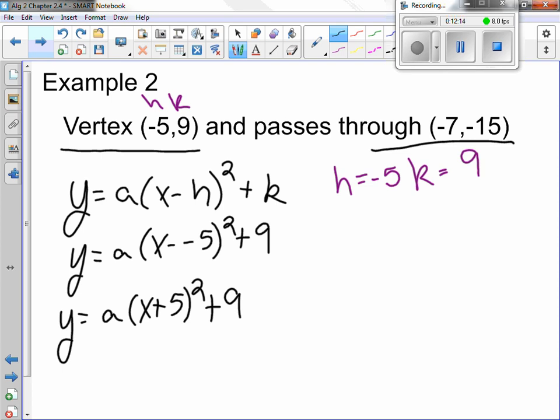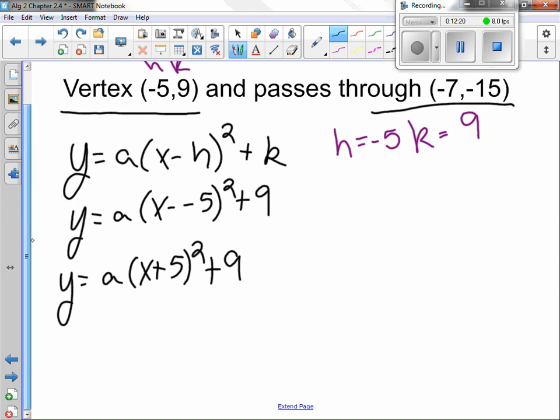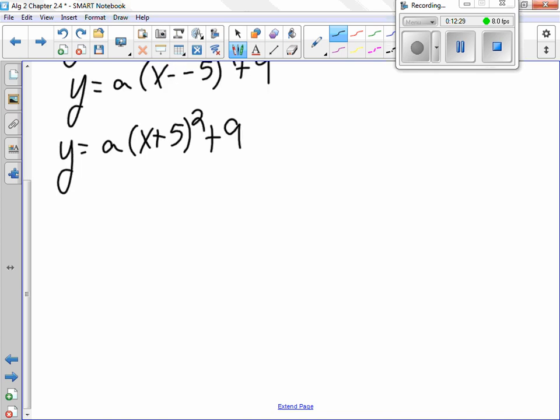Now what do we need to find? We need to find the value of a. Now the way we can find the value of a is by taking our point -7, -15 and plugging it in for x and y respectively. So y would be -15. x would be -7. And we have this here. So we take those two values and plug them in.